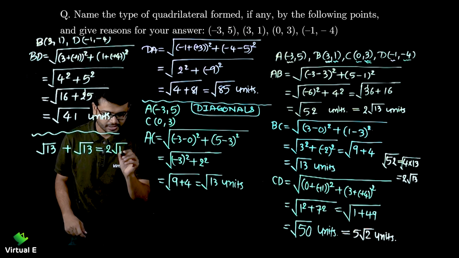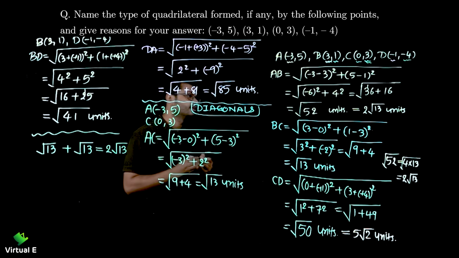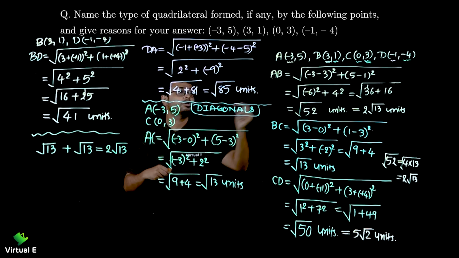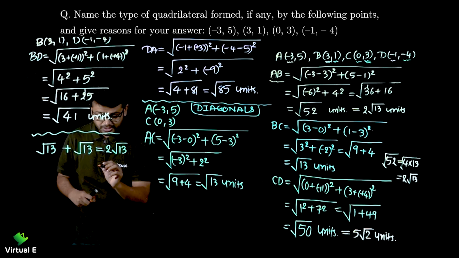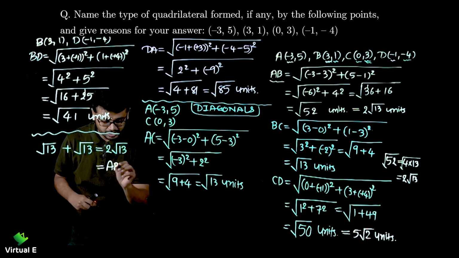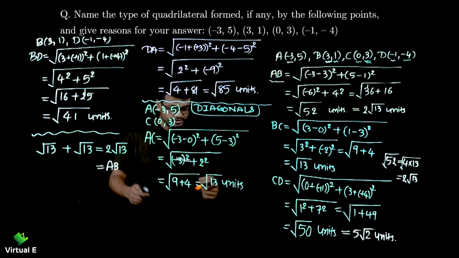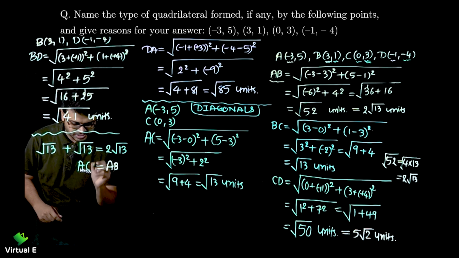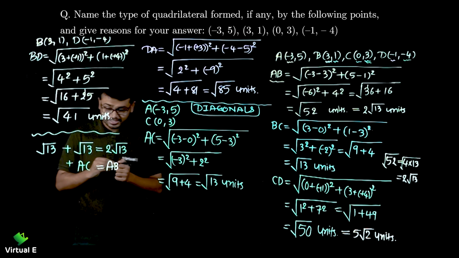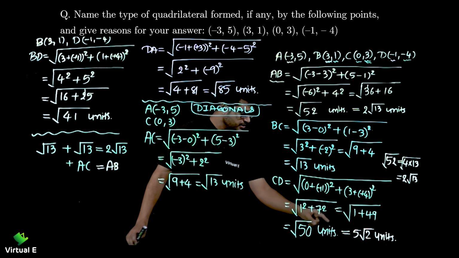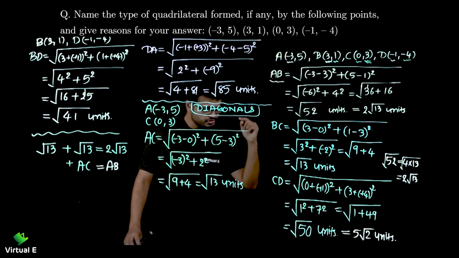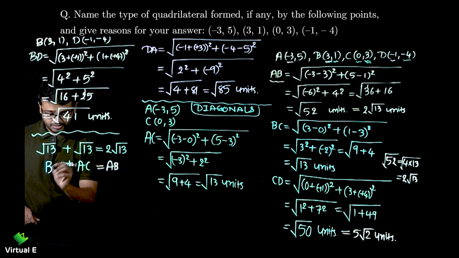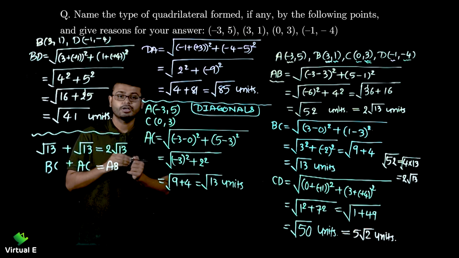But what does it mean? That's the most important. See, 2 square root of 13. Whose value is it? AB. So here I am going to write AB. Then this square root of 13 is whose value? AC. So I am going to write AC. Then plus. And this square root of 13, whose value is it? Blue one, which is BC. So BC plus AC is equal to AB.